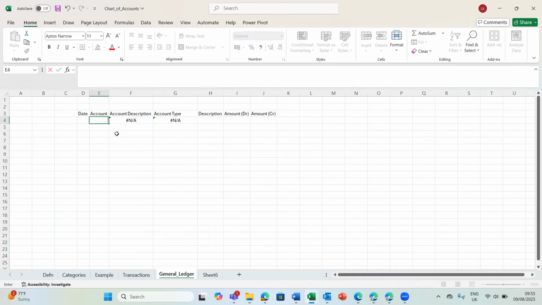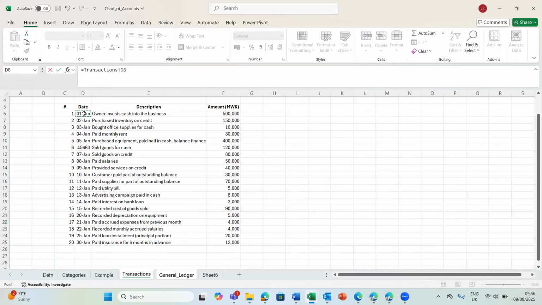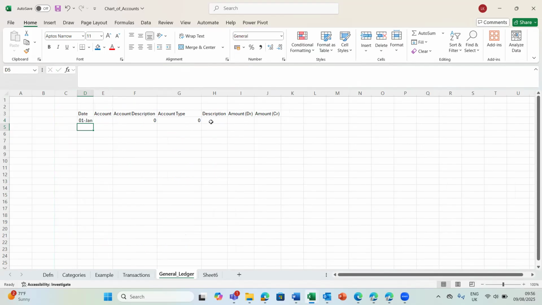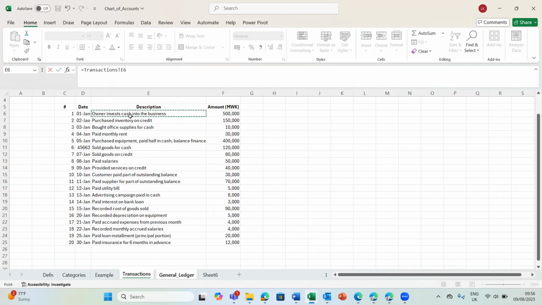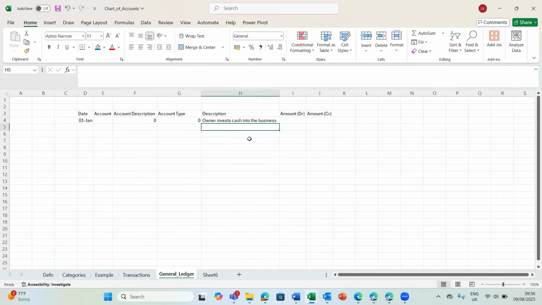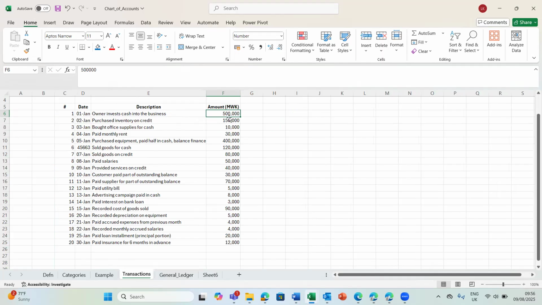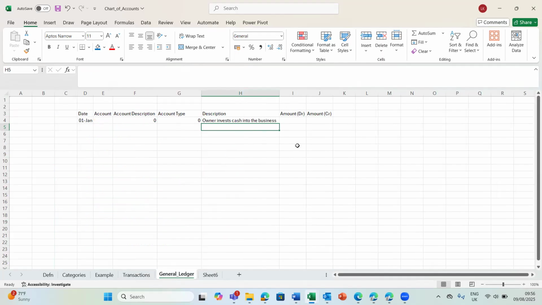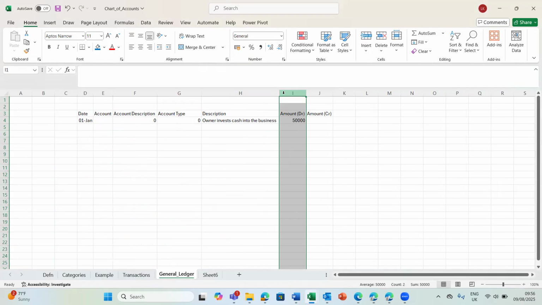Right, so let's try. Let's start with the first transaction. What happened on the 1st of January? The owner invests cash into the business. Okay, what's the description? The owner invests cash into the business. Okay, that's the description. Okay, how much was it? The money is 500,000. So the owner put 500,000 into the business. Okay, let me format these two columns.